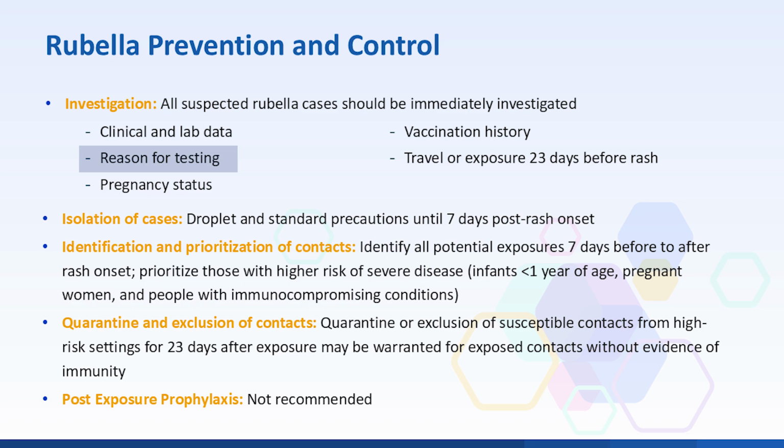During case investigations, all potential contacts should be identified, and those with higher risk of severe disease, such as pregnant women, infants younger than 1 year of age, and people with immunocompromising conditions should be prioritized for care and monitoring. Quarantine or exclusion of contacts from high-risk settings, including daycares or schools and healthcare facilities, may be warranted for exposed contacts without evidence of immunity. Post-exposure prophylaxis is not recommended for rubella contacts.